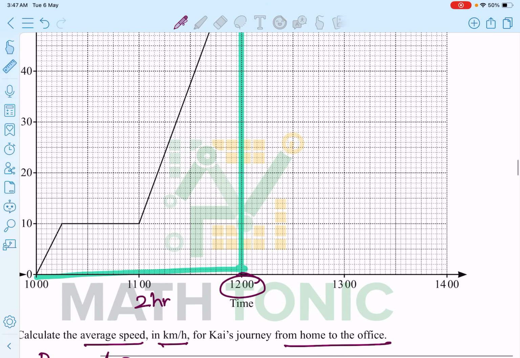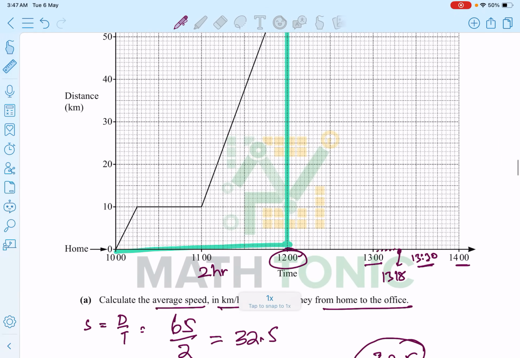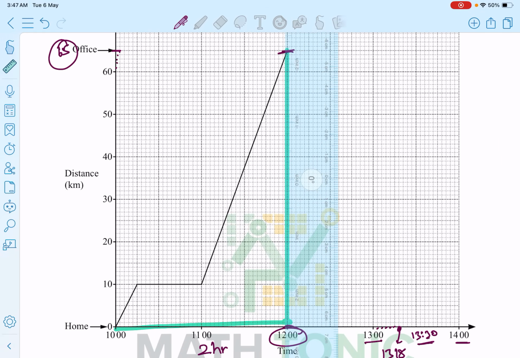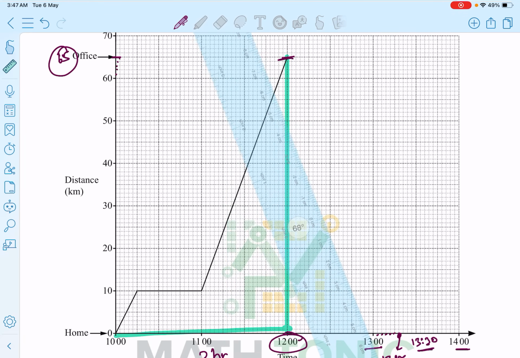If I count, this is 1, 2, 3. Okay, listen, this is 1330. This is 13, this is 1330, this is 14, half an hour, right? If 10 lines become 30 minutes, then one line becomes 3 minutes. So 1, 2, 3, 4, 5, 6, this will be your 1318. We have to simply join from the top of this point to 1318 like this, because the person is returning home.